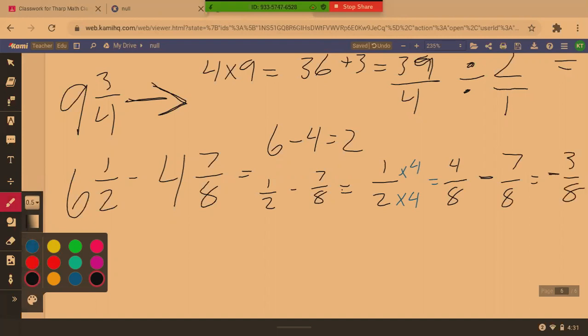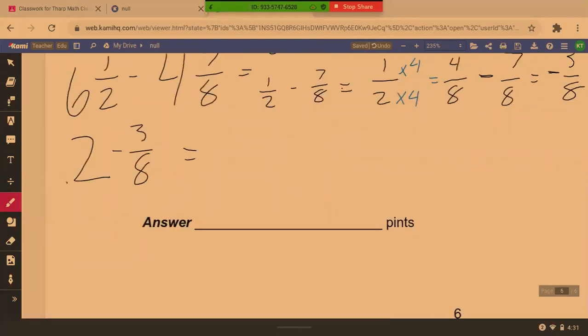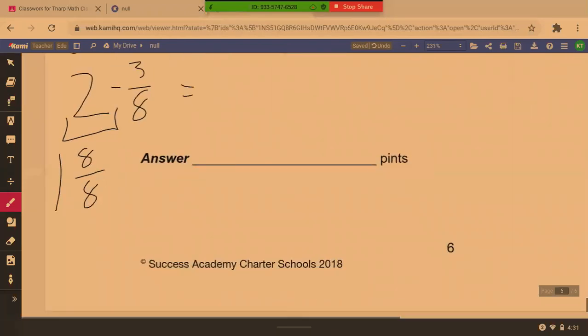So I'm going to go back to the whole number. We're doing 2 minus 3 over 8. And we're going to do some manipulation. So that 2 is now going to become 1 and 8 over 8, which is the same as 1 whole and 1. So 1 plus 1 equals 2.